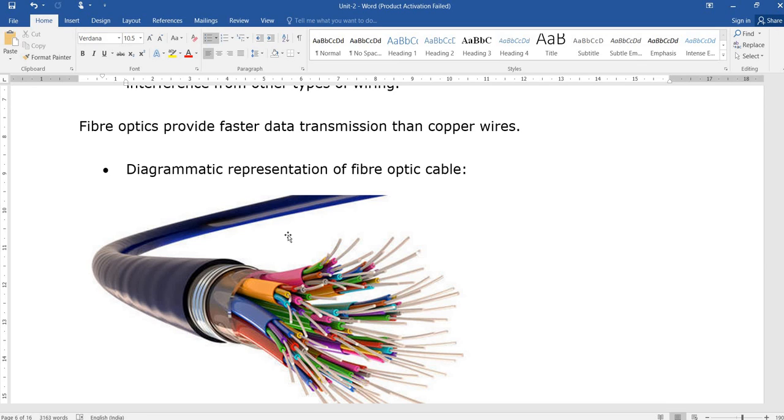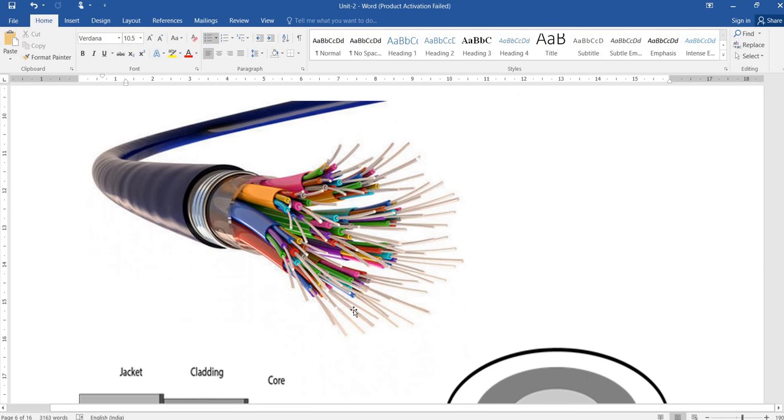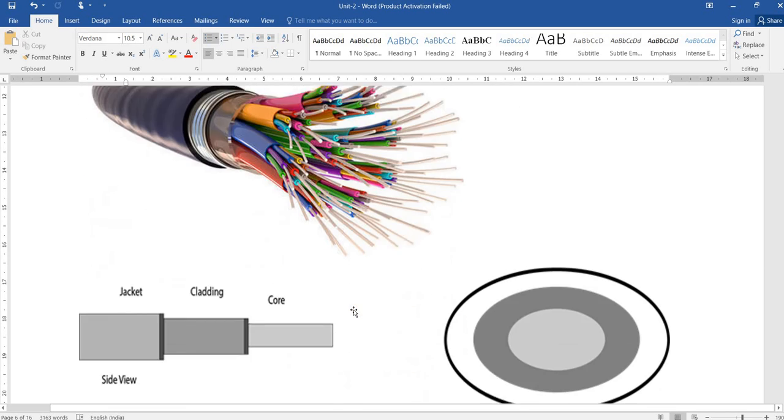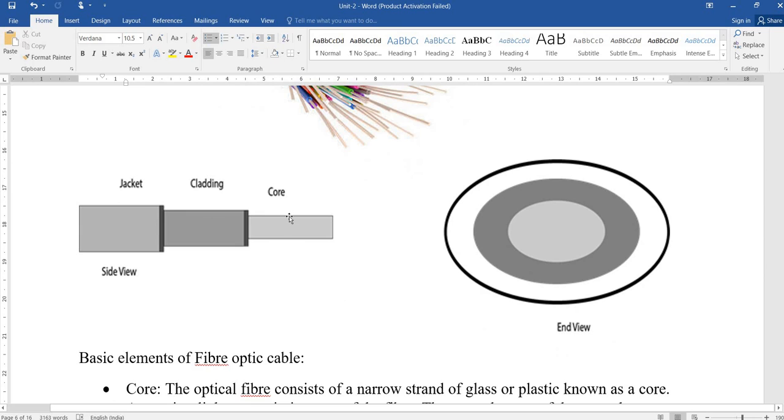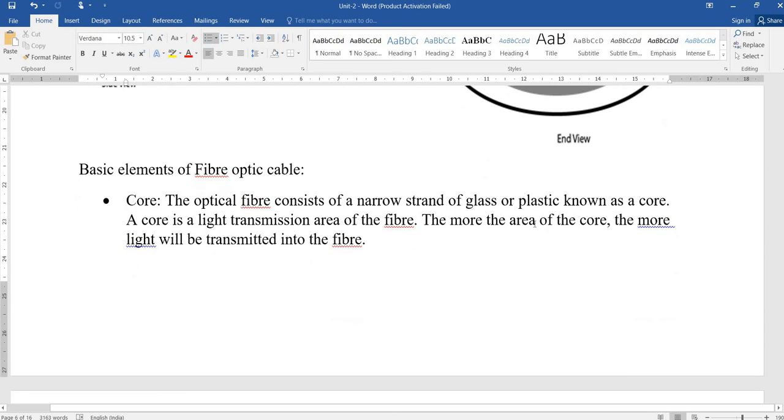Based on this core we can have, but let's see the cable configurations. Core is there, cladding is there, jacket is there. Okay, core is the center core, this end view, this center core. Then here we have a cladding, then outside we have a jacket. So the actual data is transmitted in this. Okay, actual data.